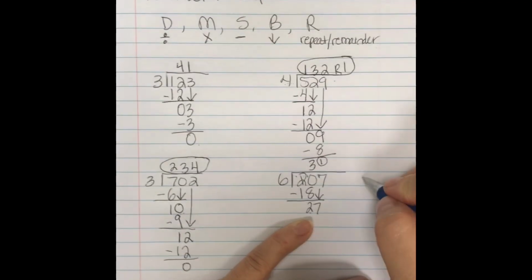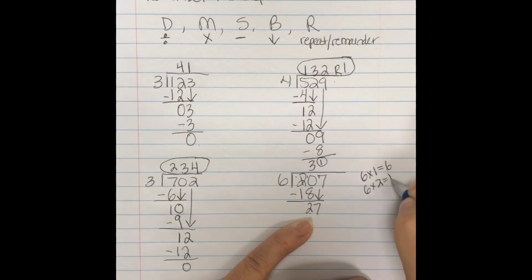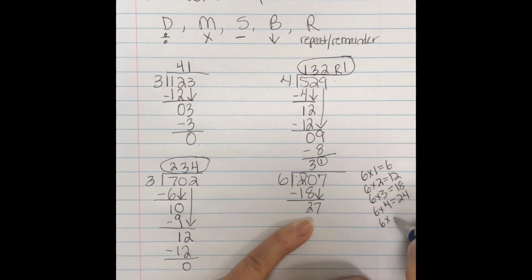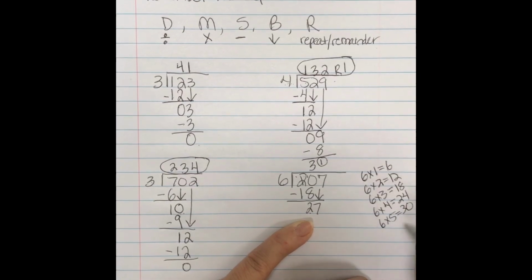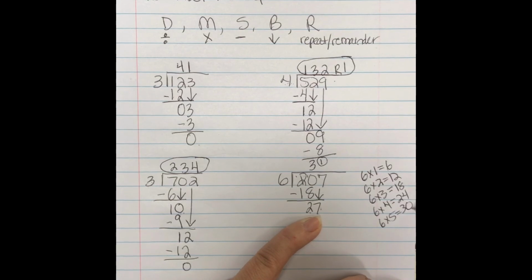And if I didn't know this, another thing that you could be doing on the side is going like this so that you have the facts here. If you haven't memorized your 6 family, then you should write this down over to the side of your paper so that you can refer to it if you need to. Okay, so now I need to get into 27 without going over, and I can see 6 times 5 is 30. That's too many, so I need to go back to the 24. So I'm going to use 4.